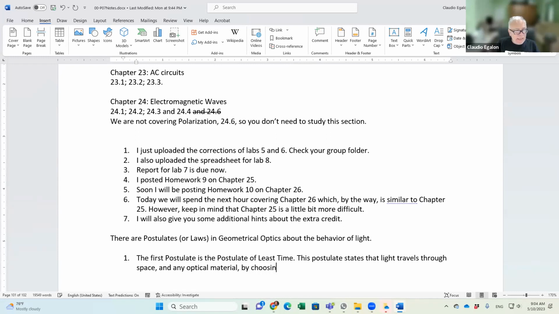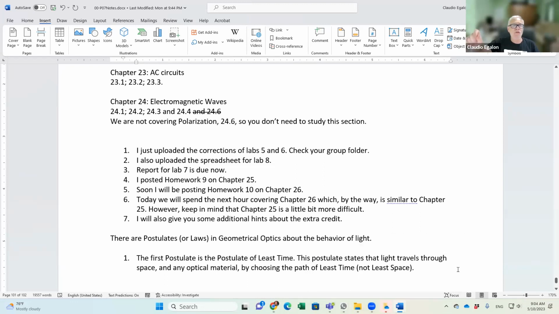By choosing the path of least time, not least space. See the difference? Okay. That's why it's called the postulate of least time.